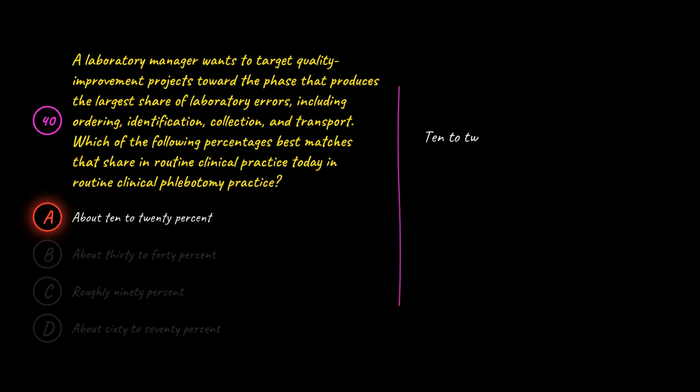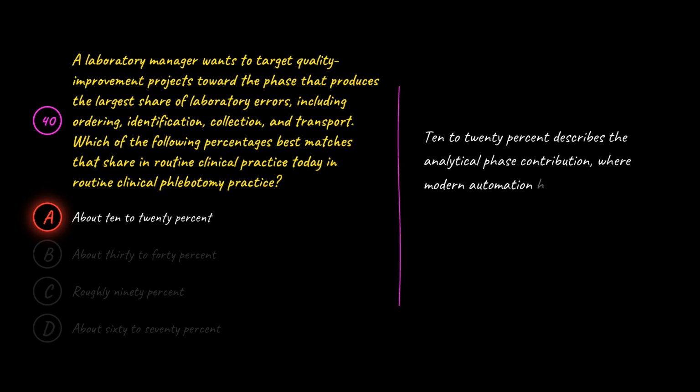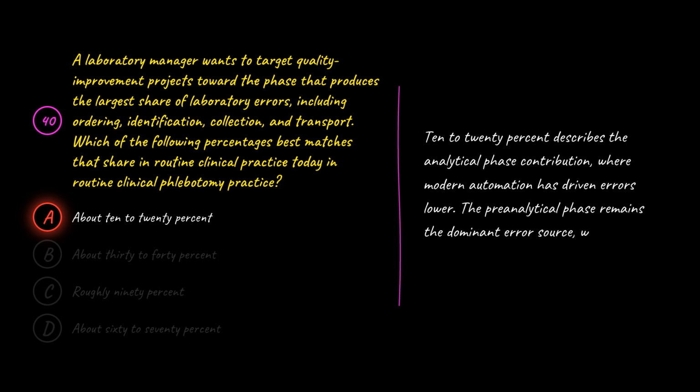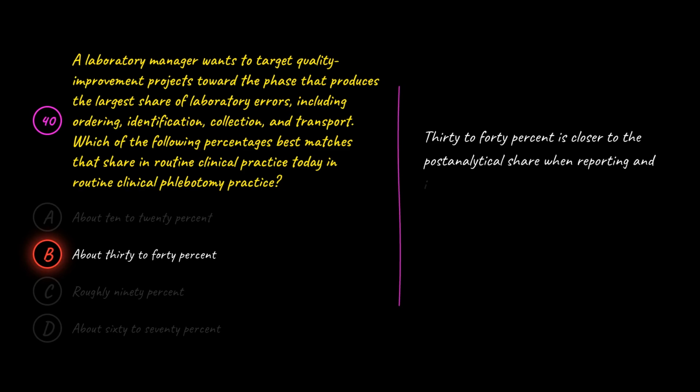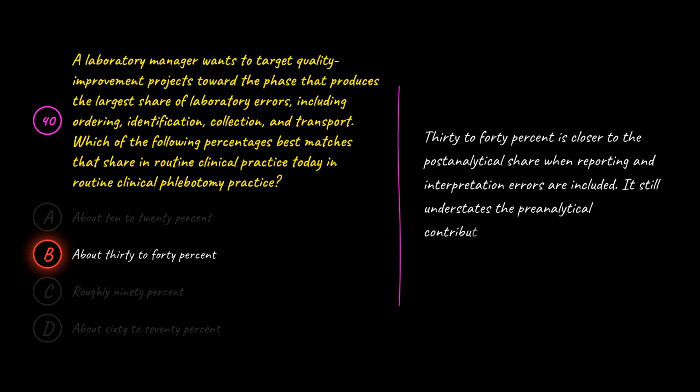A is wrong because 10 to 20% describes the analytical phase contribution, where modern automation has driven errors lower. The pre-analytical phase remains the dominant error source, which is why patient identification training receives so much focus today. B is wrong because 30 to 40% is closer to the post-analytical share when reporting and interpretation errors are included. It still understates the pre-analytical contribution, which dwarfs the other phases in published medical error analyses today.